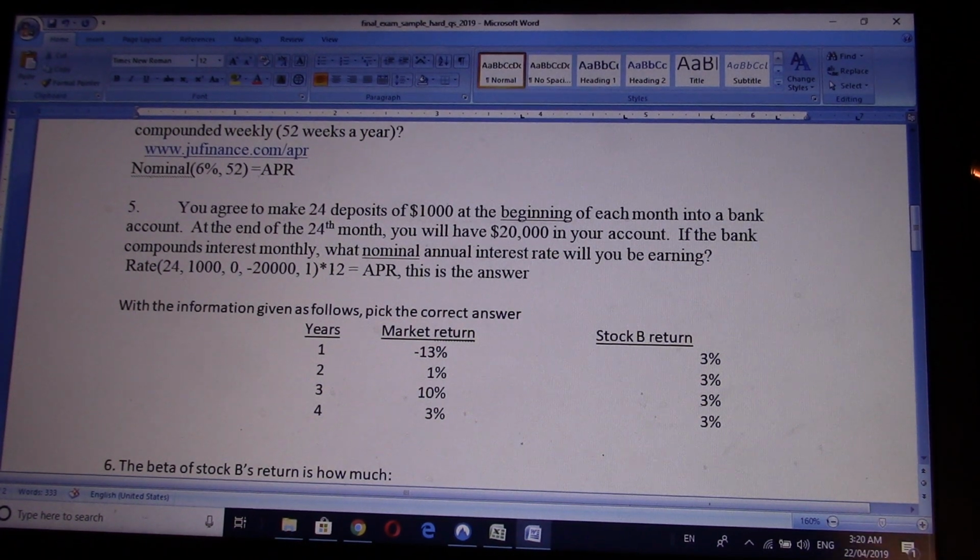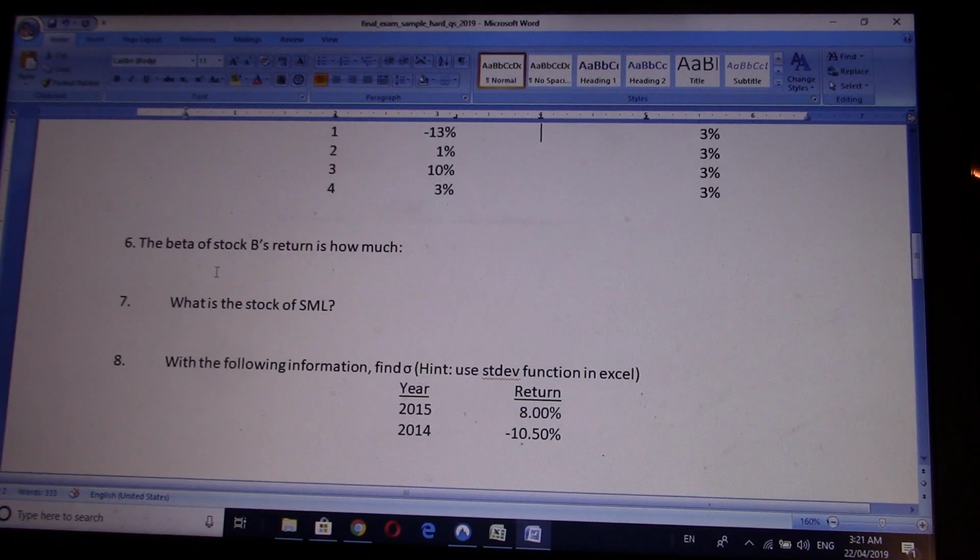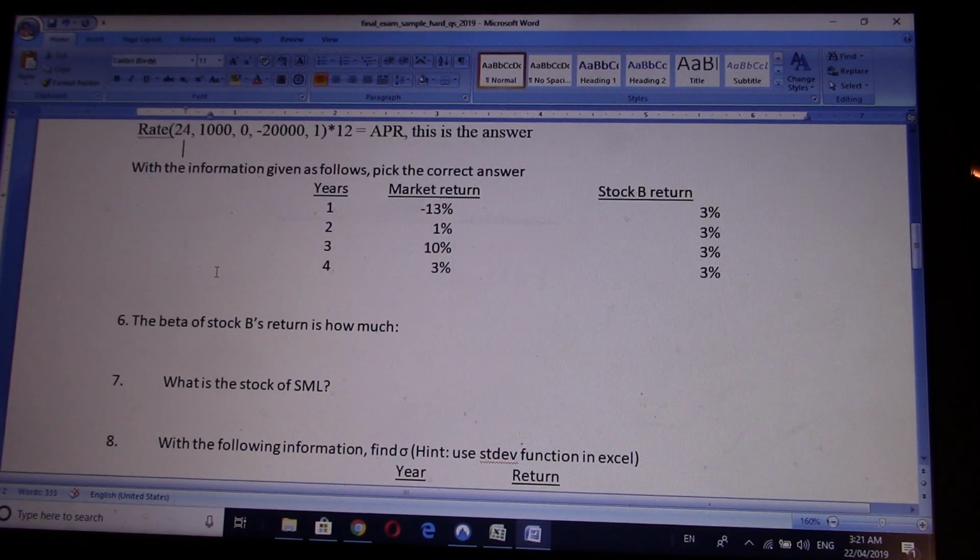So this is what you can do. If you use the rate function in Excel, you should get the monthly interest rate because you're depositing $1,000 into the account on a monthly basis. So your monthly interest rate multiplied by 12 would be your nominal annual interest rate. Okay, so the next question is a little bit different from what we have done before.